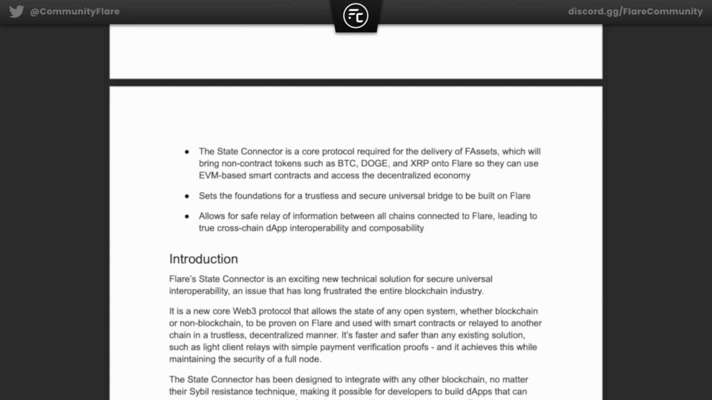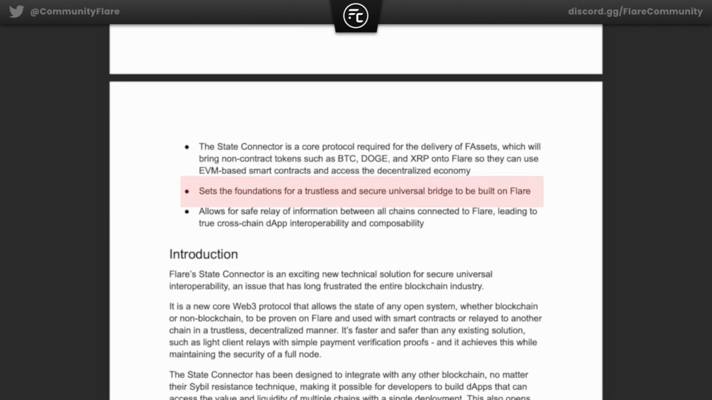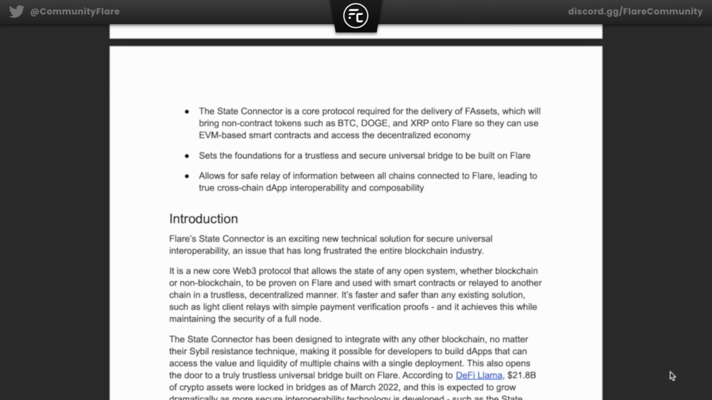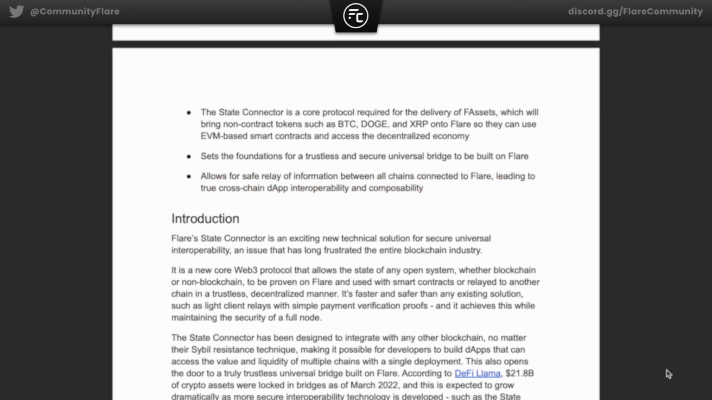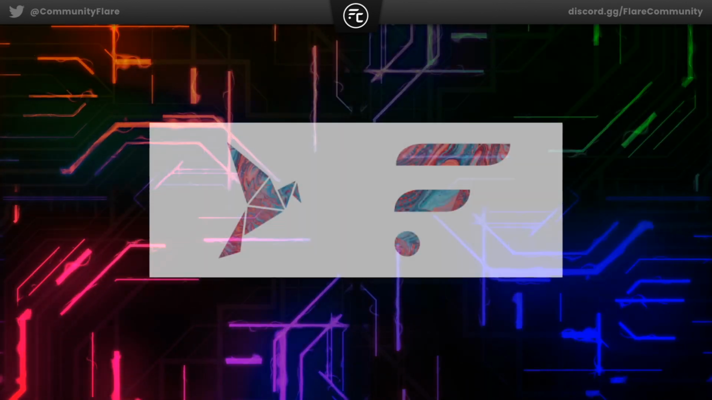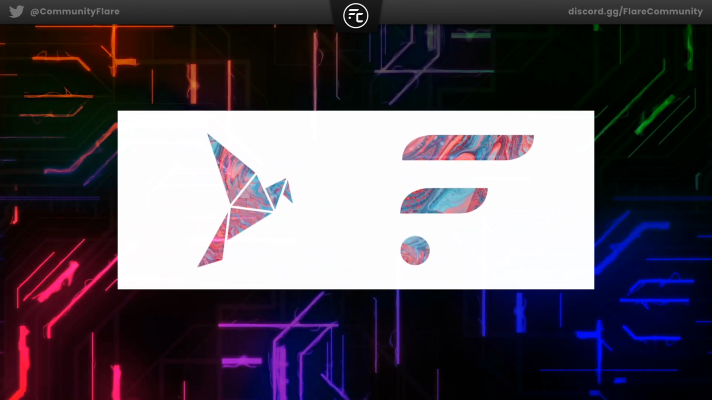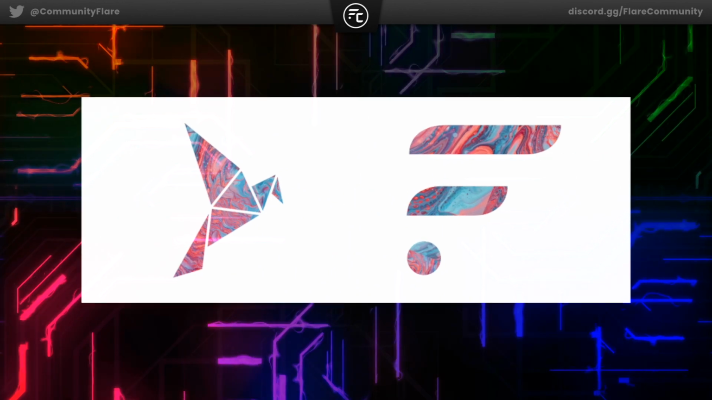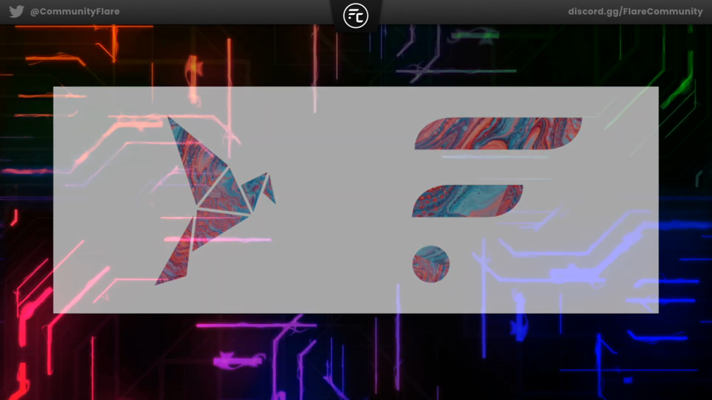The State Connector also sets the foundation for a trustless and secure universal bridge to be built on Flare. Finally, it allows the safe relay of information between all chains connected to Flare, leading to true cross-chain decentralized application interoperability and composability. Wow, if that does not excite you, I really don't know what is. The State Connector really is a revolutionary protocol coming to Songbird, and it's really going to change the game.